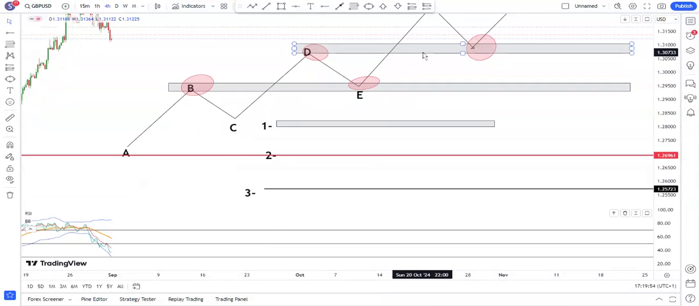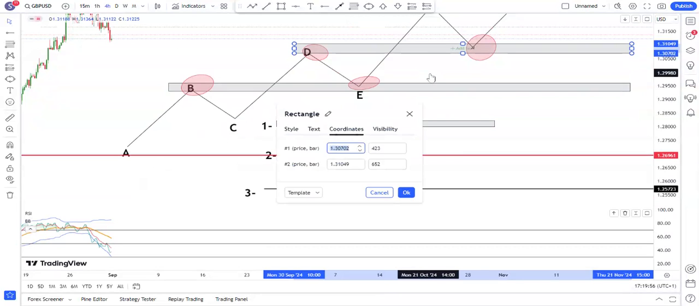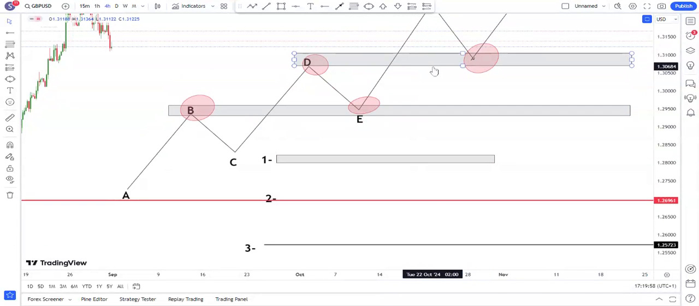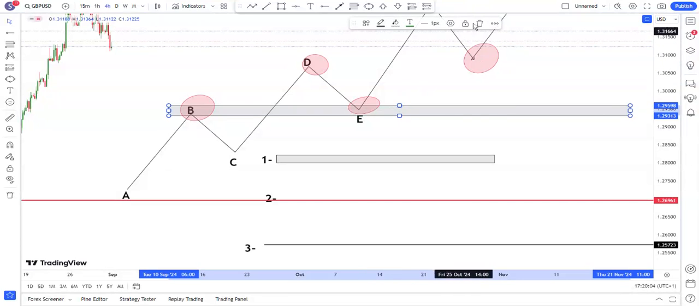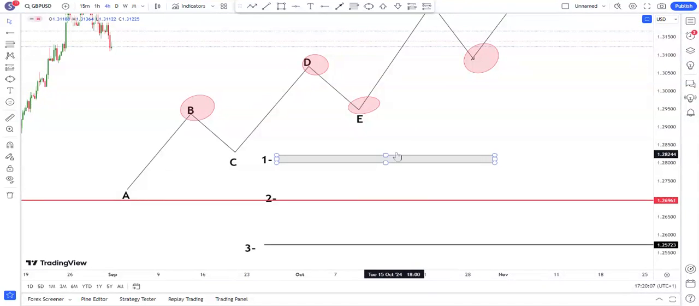This is number one tool I use. Let me quickly delete it. Let me delete this rectangle so that we are going to use the number two tool. The second tool I use in drawing my support and resistance, so let me use the horizontal ray.